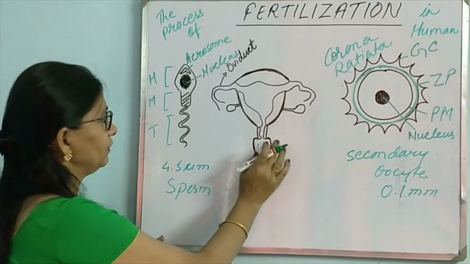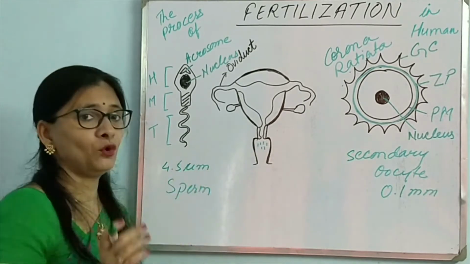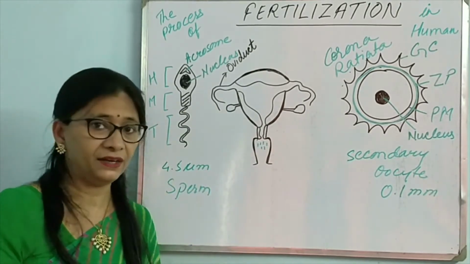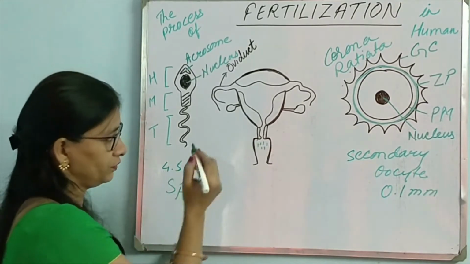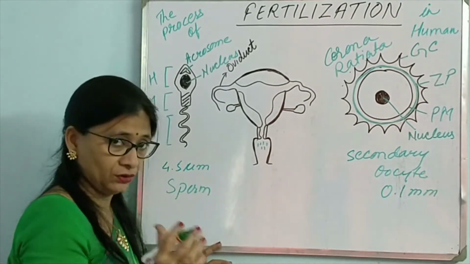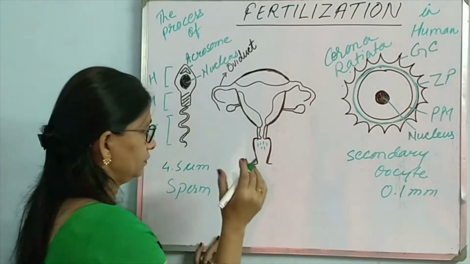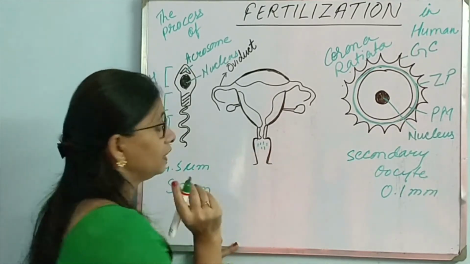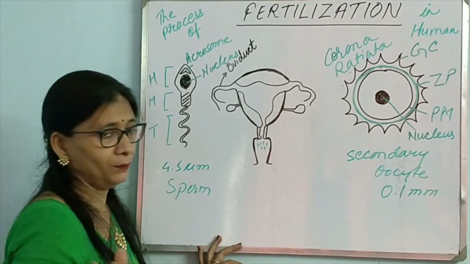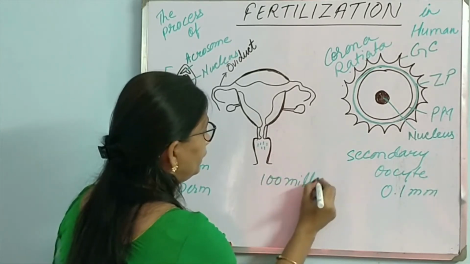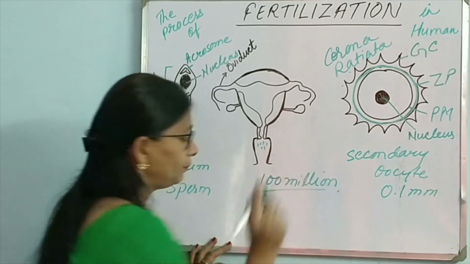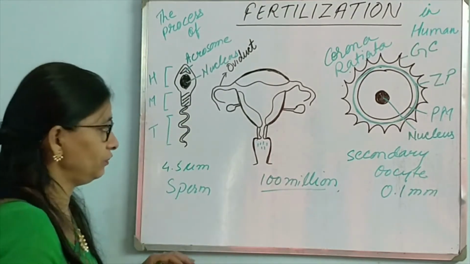So let's start from this point. When the sperms are deposited in the vaginal tract, that is by copulation, sexual intercourse, the number of sperm deposited at one ejaculation is 100 million. 100 million, all MCQ questions. 100 million sperms are deposited at one ejaculation.